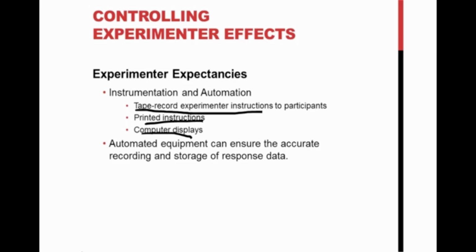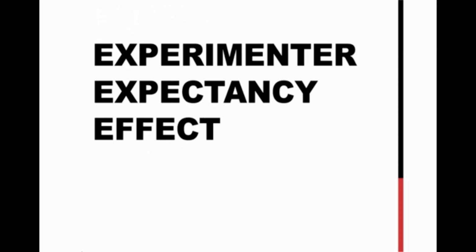Obviously, I've already mentioned computer displays can do a similar thing for you by having a set of procedures and have them timed and have them run automatically. So by now, I hope you understand experimenter expectancy effect and how to control for it.